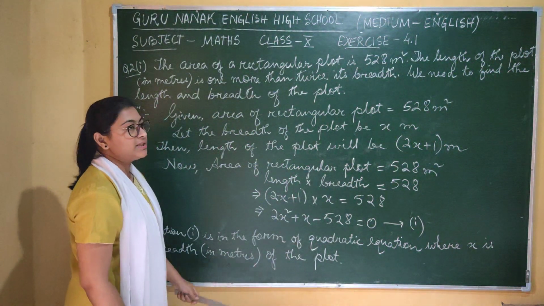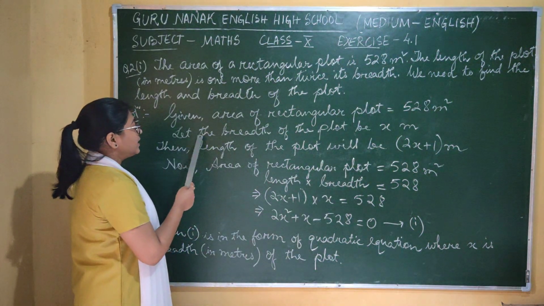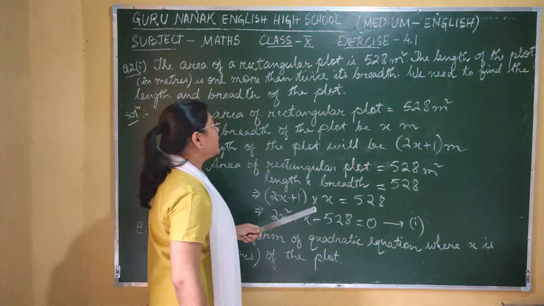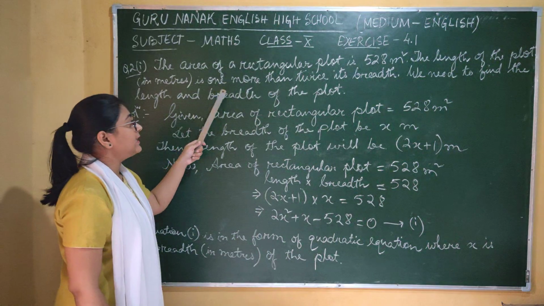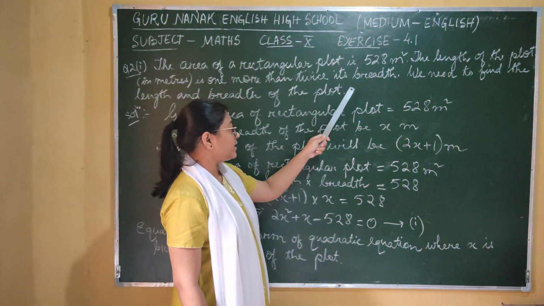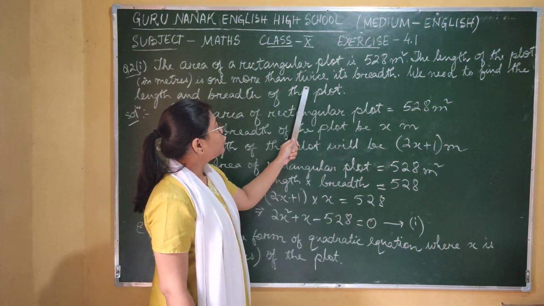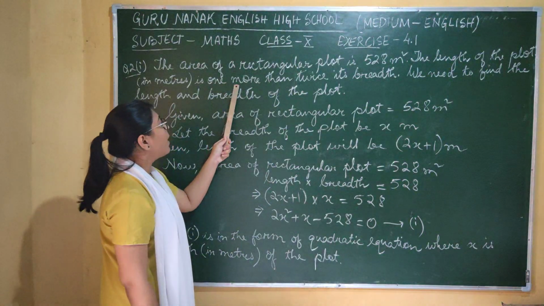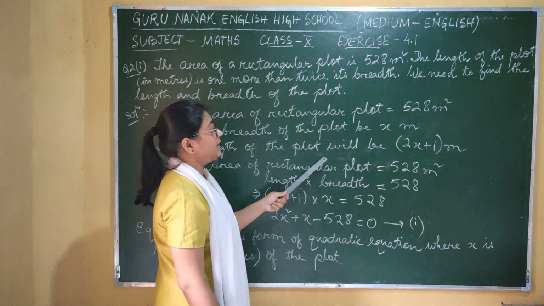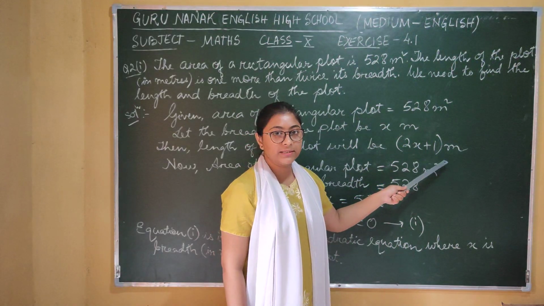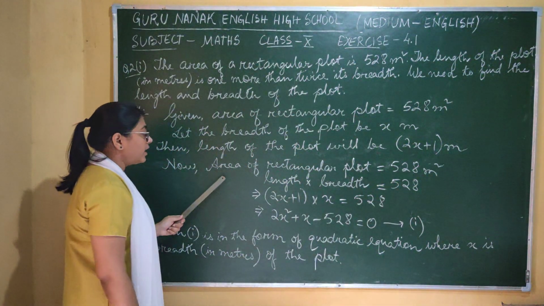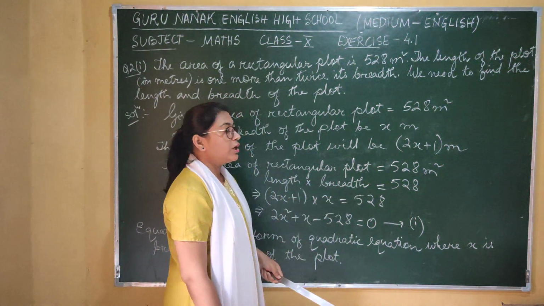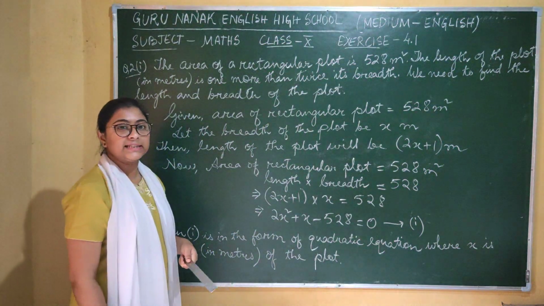Now since length and breadth is not given, we will consider, let the breadth of the plot be x meter. In the question it is also mentioned that the length is 1 more than twice its breadth. So the length will be twice its breadth, means 2 into x, and in addition to it there is 1 more. Okay, so the length will be 2x plus 1 meter. Now from the given part, area of the rectangular plot equals 528 meter square. Now we know the area of a rectangle is length into breadth.